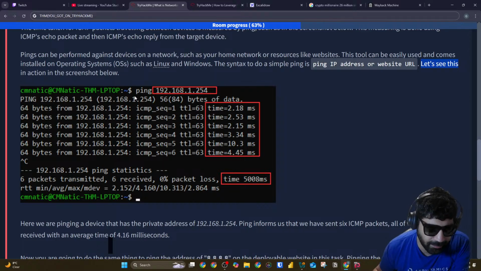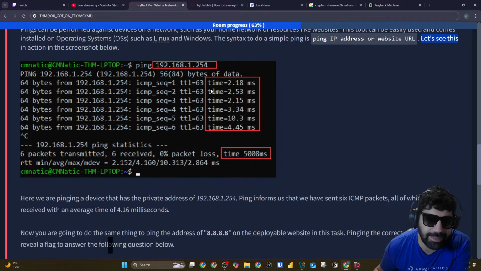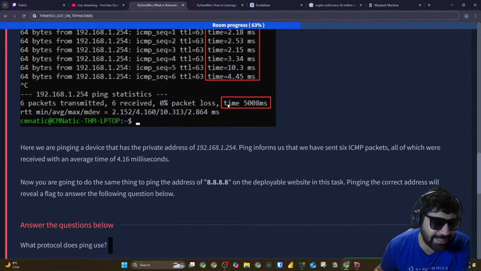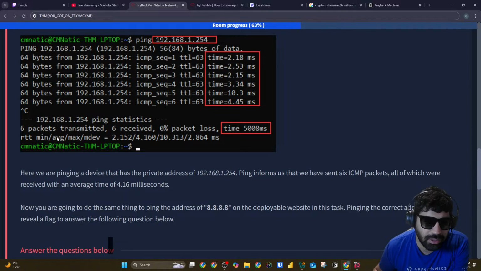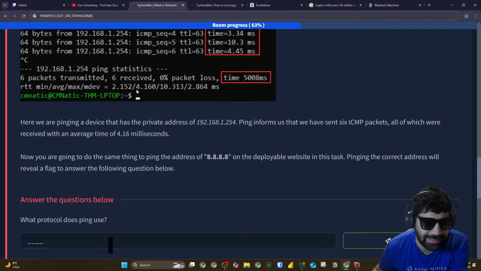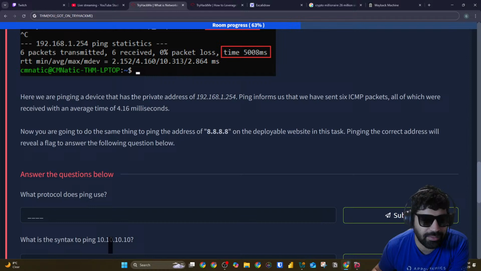But here's ping and the IP address, and you see the time taken: 2.1 milliseconds, 10.3 milliseconds. It also gives you the total, like 5008 milliseconds. Six packets transferred, six received, so that's how much time it took in total. You can also see the RTT: minimum, average, maximum, and deviation.